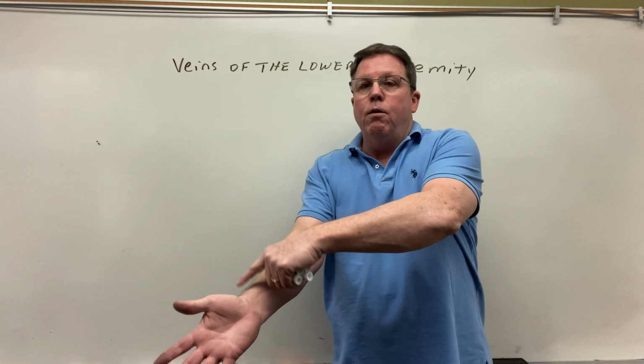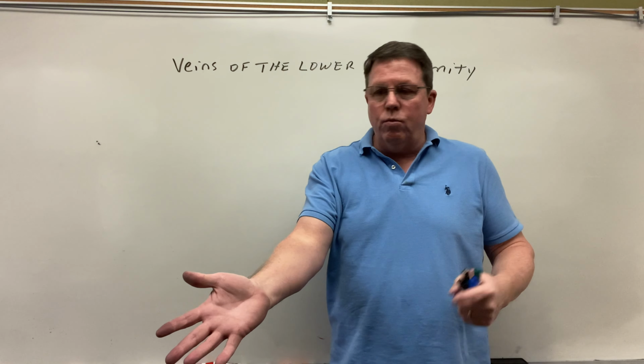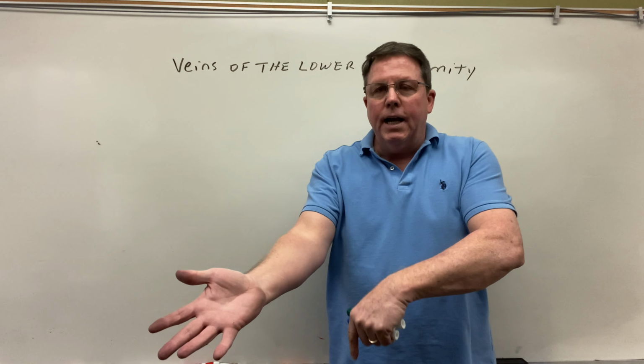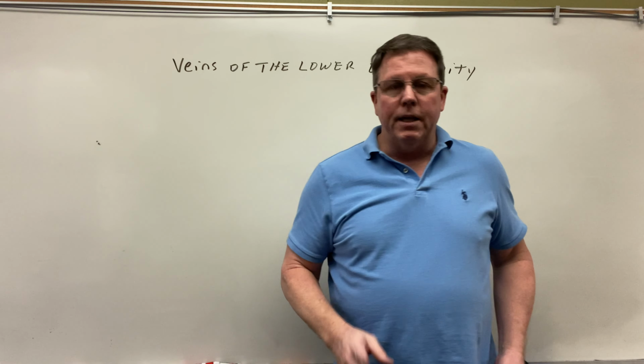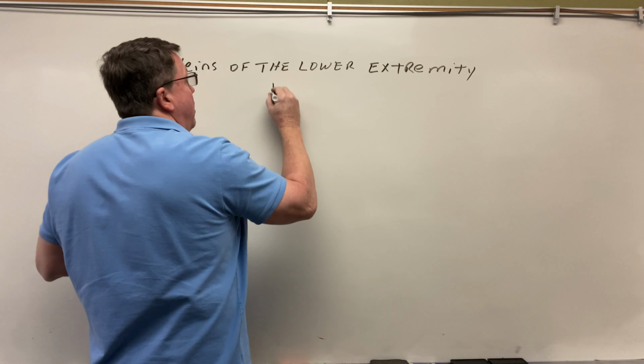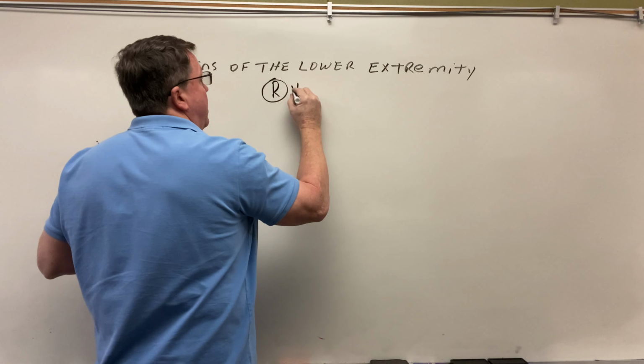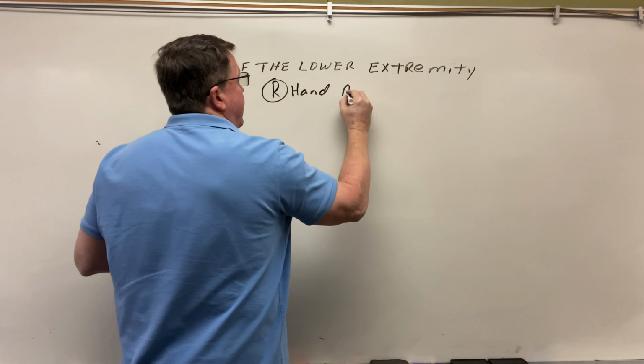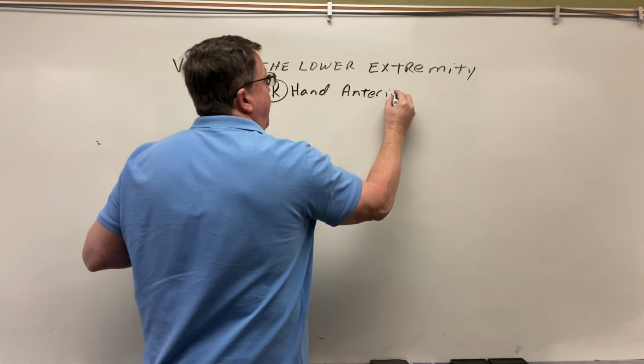So the lateral side, again, is the side with the thumb, also known as the radial side. I have my medial side here, which is on the side of the pinky. So let's go ahead and get started. And just to reiterate, we are looking at the right hand, right? We're looking at an anterior view.